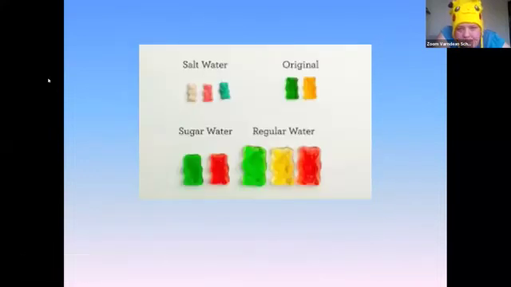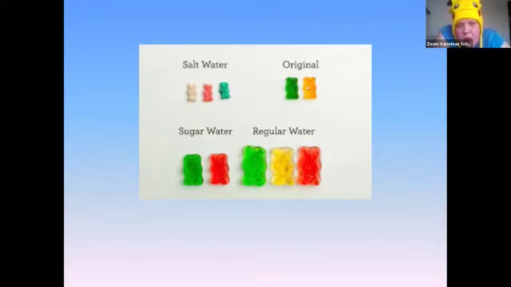Right, now, these are gummy bears, and I was having a big discussion last night about whether you can get gummy bears in the UK, and I'm not sure you can.